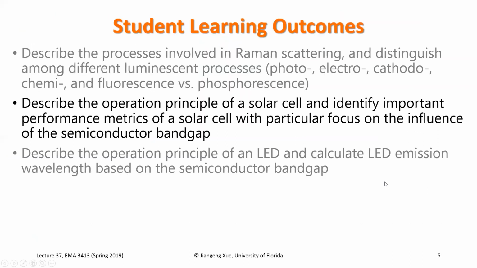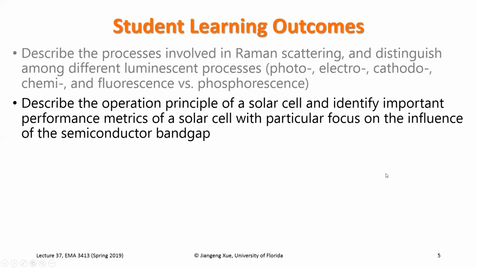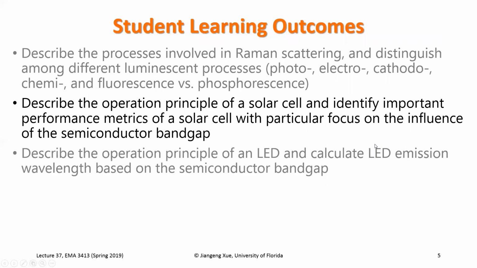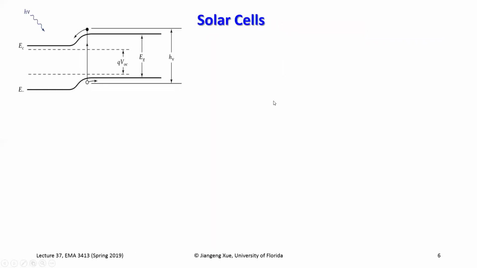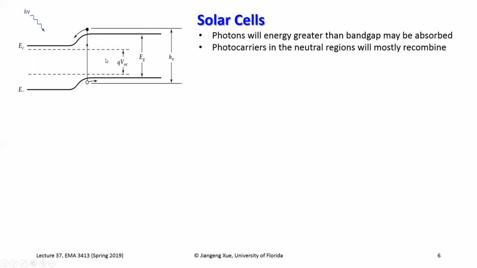The second student learning outcome is that you should be able to describe the operation principle of a solar cell and identify important performance metrics of a solar cell, with particular focus on the influence of the semiconductor bandgap. A solar cell, in its simplest design, is just a PN junction diode. We have a depletion region across the junction. Photons with energy greater than the bandgap may be absorbed. Photocarriers generated in the neutral region will diffuse around, but mostly they will recombine and will not contribute to a photocurrent.